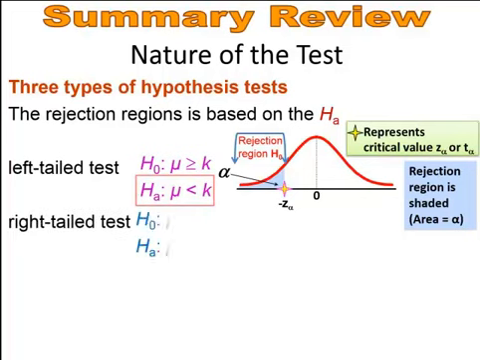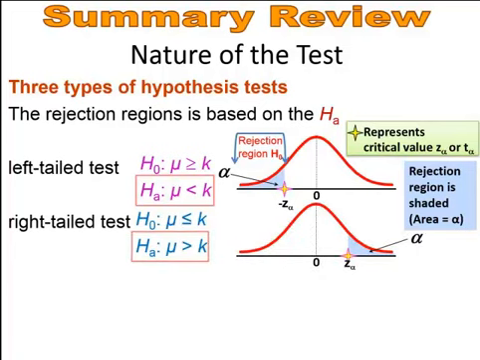The right tail test means that our alternative statement has a greater than symbol in it, and that would be the shaded region to the right of our critical value. So you're testing to see if your test statistic falls in the shaded region, and if it does, we would reject our null hypothesis.